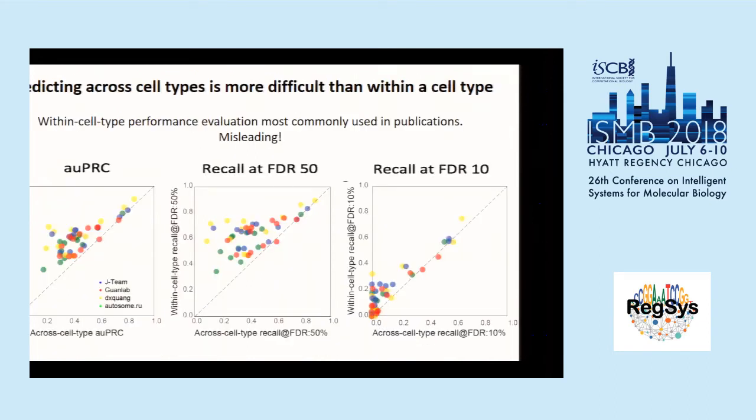Another takeaway from this is that predicting across cell types is much more difficult than just within a cell type. Even though within cell type performance evaluation is much more commonly used in publications, this is maybe not surprising. Regardless of the method, we did benchmark the top methods on within cell type evaluation as well, training as well, sorry, and the results are pretty clear. It's much easier.